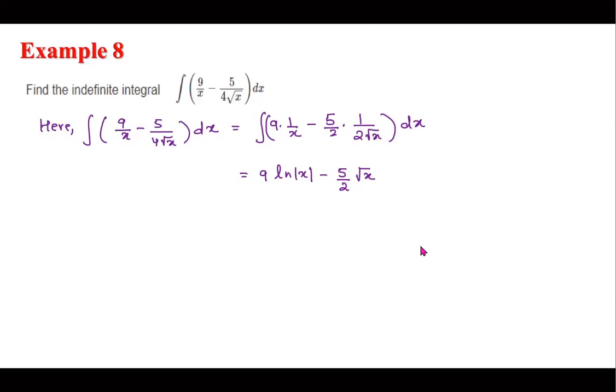And this is an indefinite integral, so at the end I need plus c. So that is the answer: 9 times the natural log of the absolute value of x minus 5/2 square root of x plus c is the antiderivative of the given function. In other words, if you find the derivative of this function, you'll get the original one. That's why the antiderivative of that is this, because the derivative and antiderivative are reverse operations.